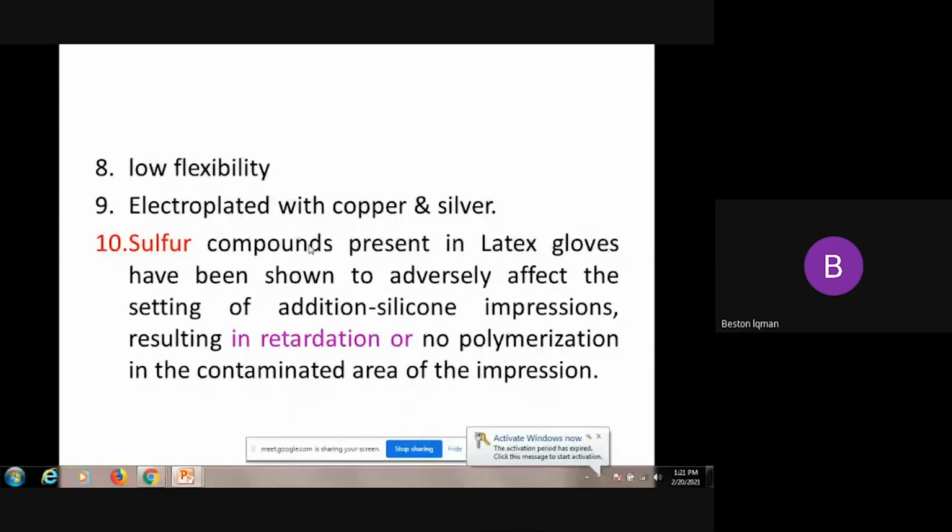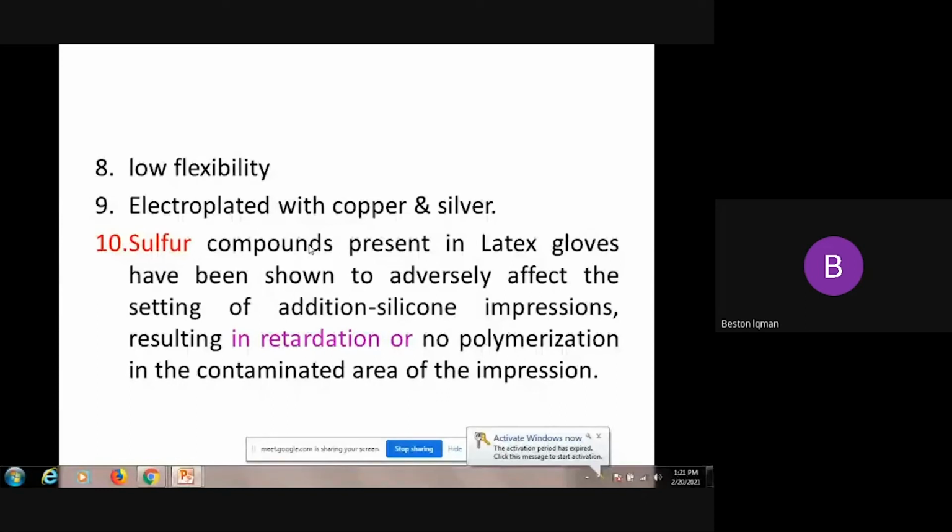Is this clear to all of you? Group A, should we repeat the sulfur point? Okay. When you take an impression for sterilization, you must wear gloves on your hands. That's right? Answer me, that's right or not? Yes. Okay.